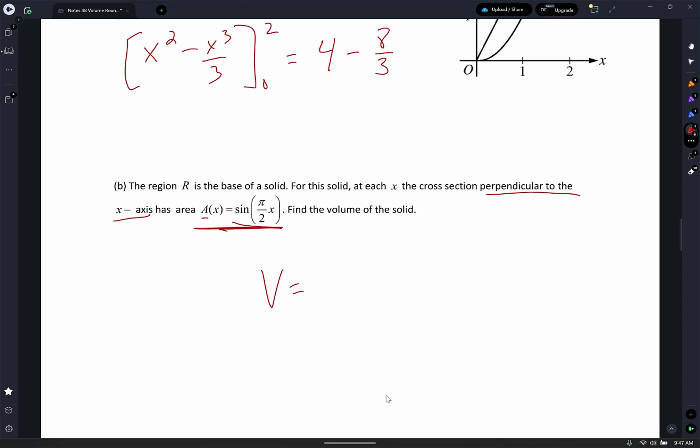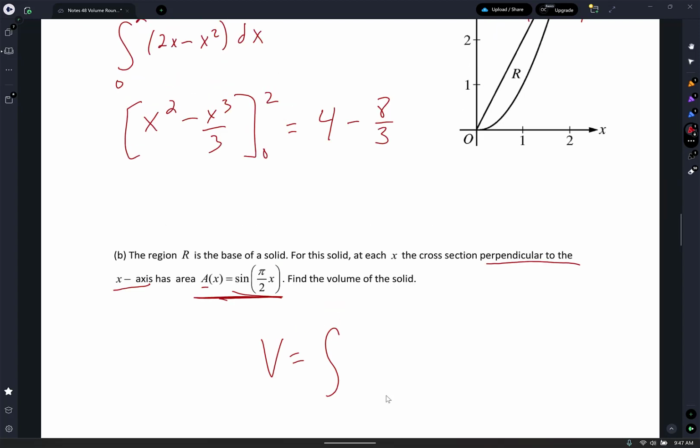How do I get it? I'm going to say integral from what to what?